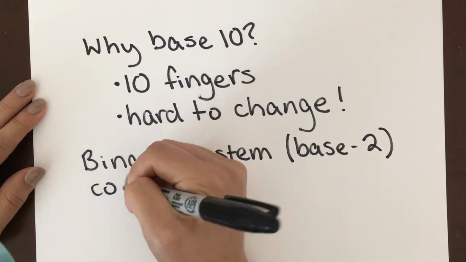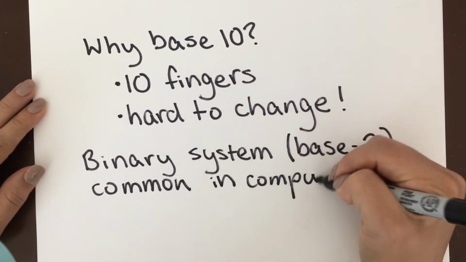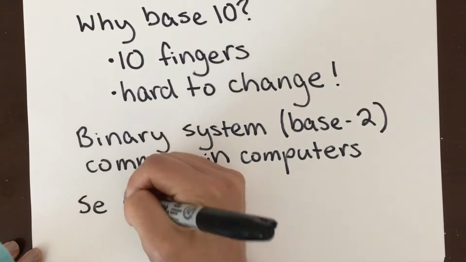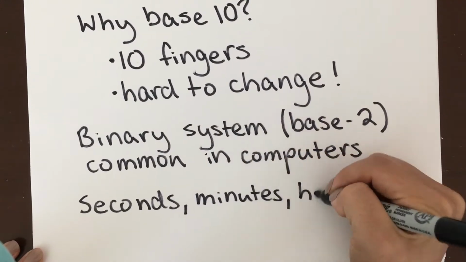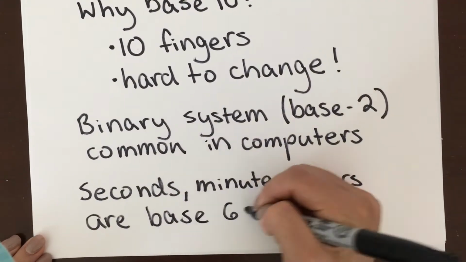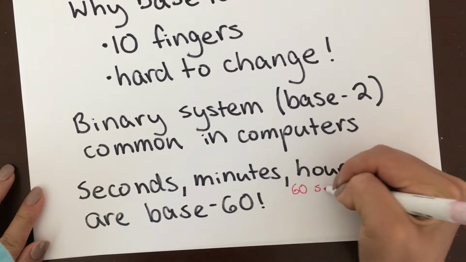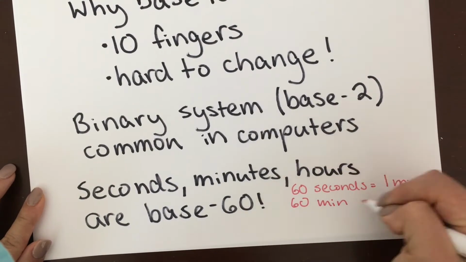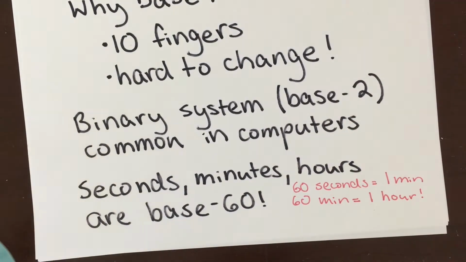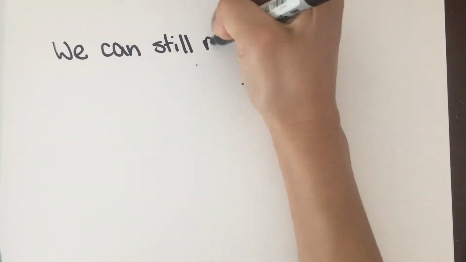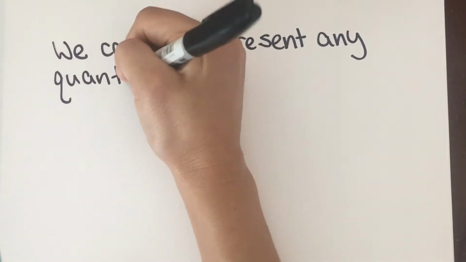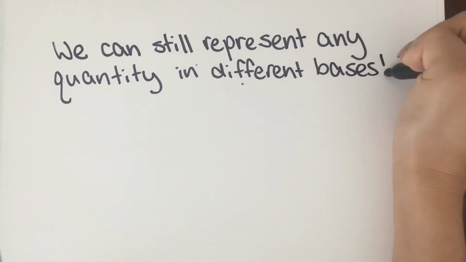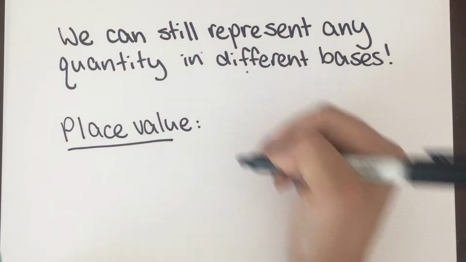We do use the binary system, which is base 2, a lot in computers. We're also familiar with seconds, minutes, and hours, which are in base 60. We can see this because 60 seconds forms 1 minute and 60 minutes form 1 hour. Although we're used to working in base 10, we can actually still represent any quantity in different bases. This is because of the place value.